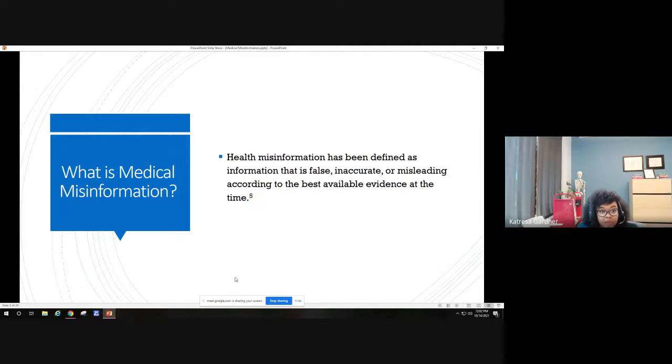All right, so first we want to look at the definition of what is medical misinformation. It is health information that has been identified as information that is false, inaccurate, or misleading according to the best available evidence found at the time the information was presented. And looking at the recent literature, it suggests that most people really don't intentionally spread misinformation. They just don't have the resources to counter the information that they receive.